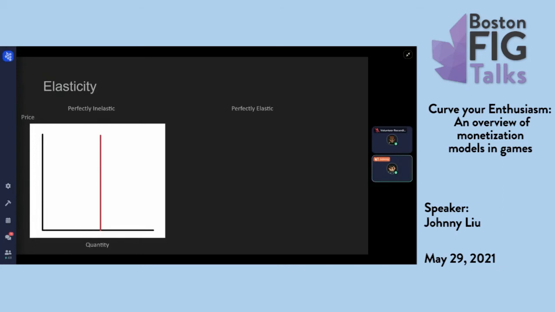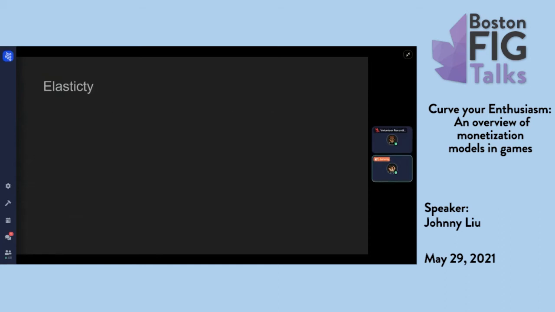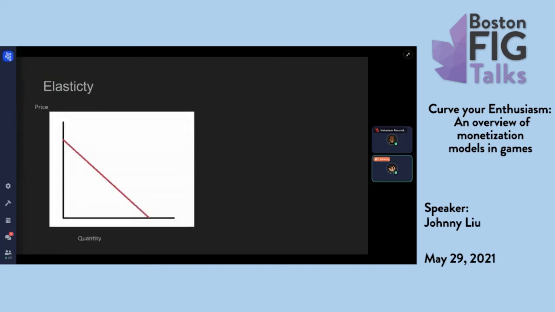And a perfectly elastic good is one where it doesn't really matter what price you charge, it's just a free for all. Free to play games are basically perfectly elastic. It's free to install, free to uninstall. People are going to switch in and out really quickly. But in most cases, the elasticity curve looks more like this, right? The higher the price you set, the lower the quantity that you're going to sell, and the lower the price you go, the more quantity you're going to sell.